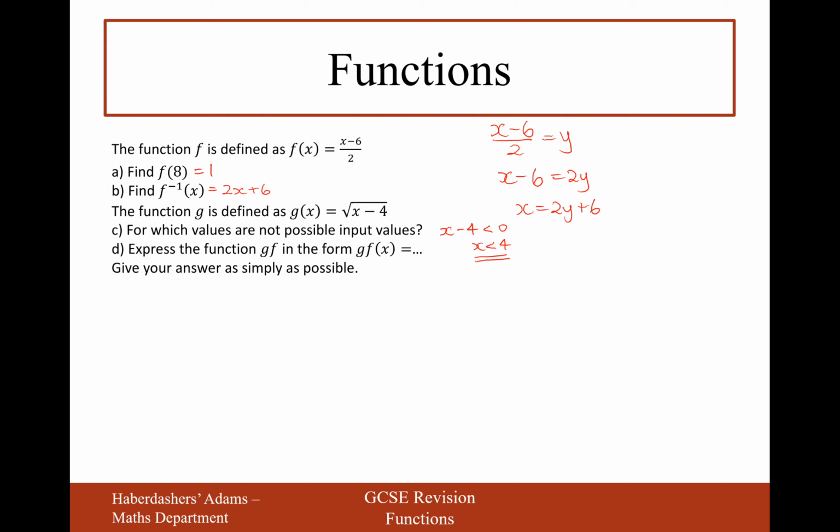We're allowed to square root 0. The square root of 0 is 0, but anything that's less than 4 will mean that I can't square root the answer that's inside this square root. So x has to be x less than 4 is not allowed.